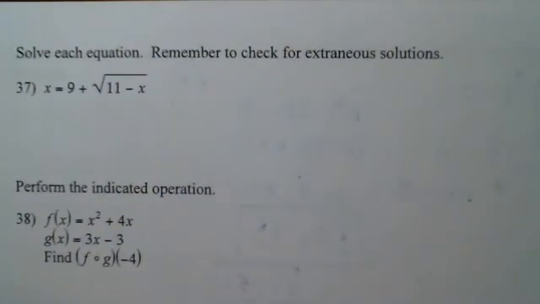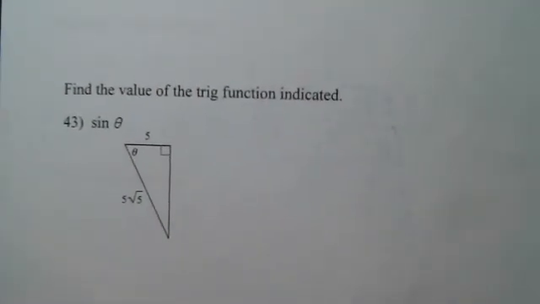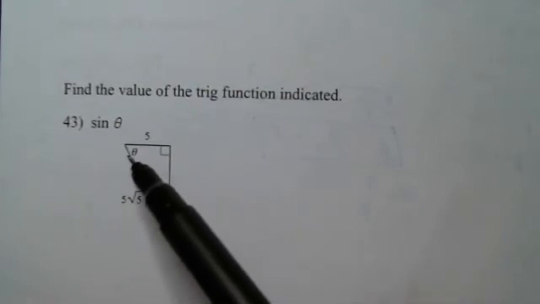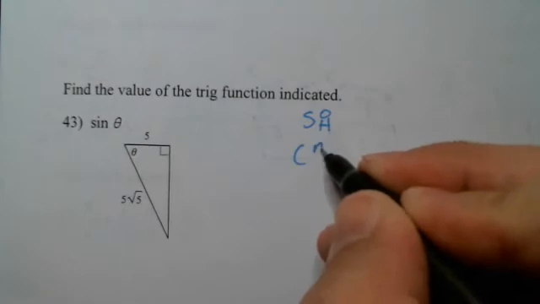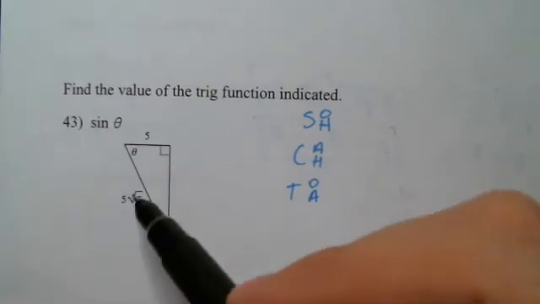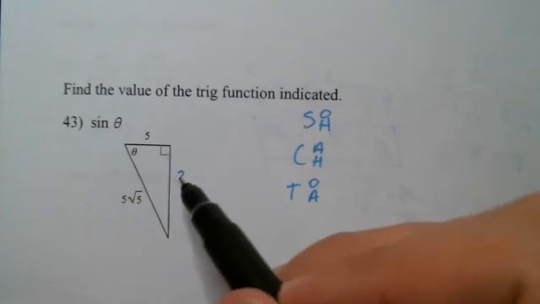37 through 43. Okay, so looking at 43, find the value of the trig function indicated. So find sine of theta. Keep in mind, what is sine? Sine is opposite over hypotenuse. So here's the hypotenuse, but this right here is adjacent to theta. So we need to find what that is right there.